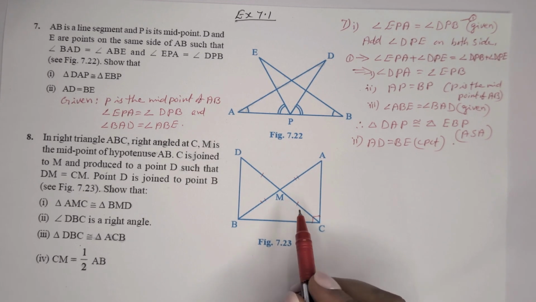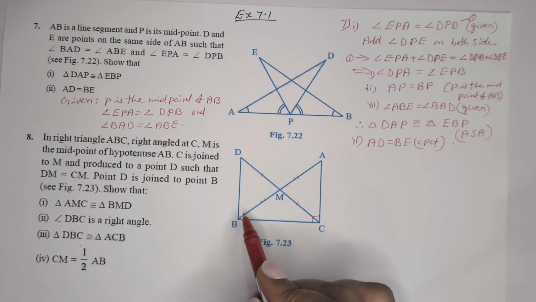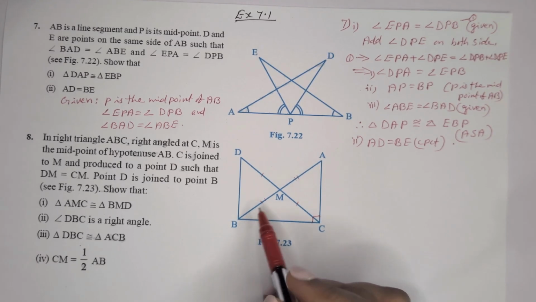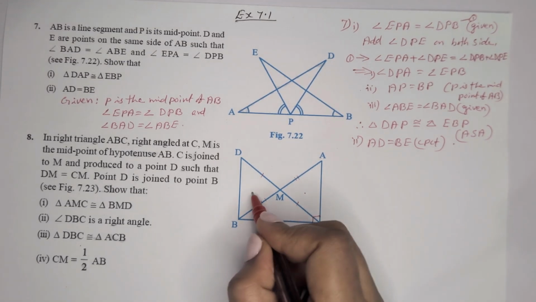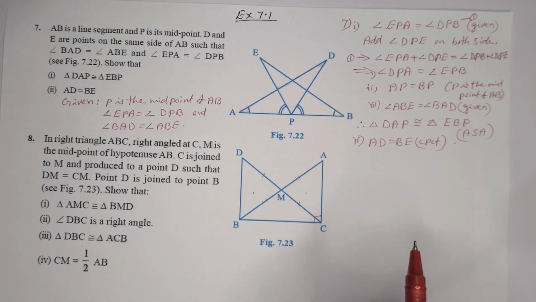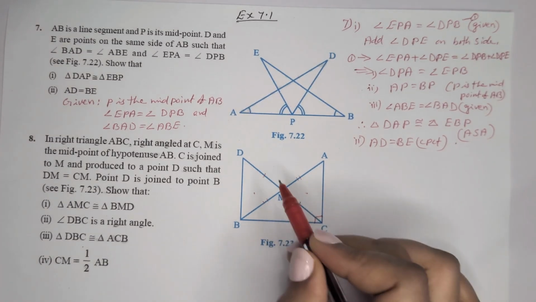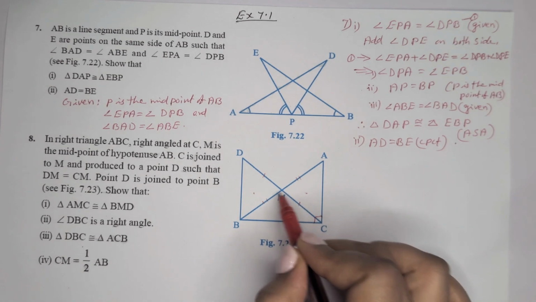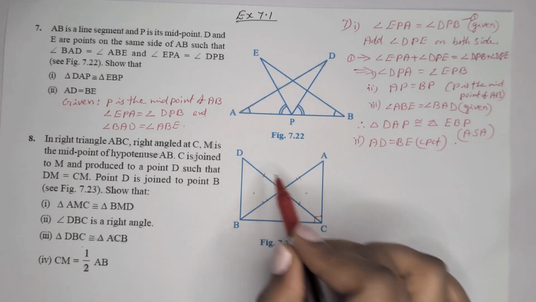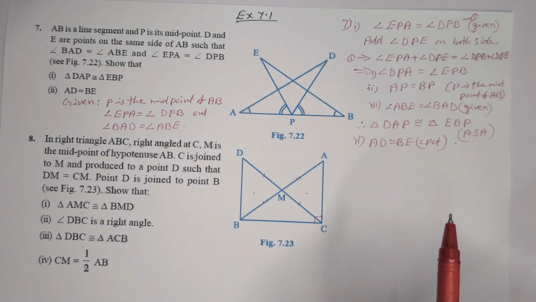And point D is joined to point B. Then show that triangle AMC, which means this triangle, and BMD are congruent. So we have to prove these two triangles are congruent. Here itself we can say directly these two sides are equal. Same way, second option, these two sides are equal and vertically opposite angles are equal. So by side angle side congruency we can write these two triangles are congruent.